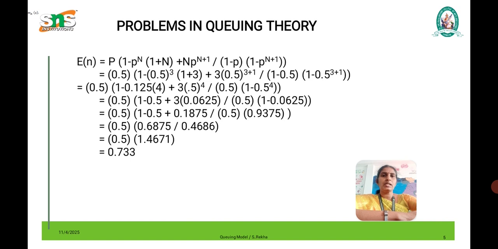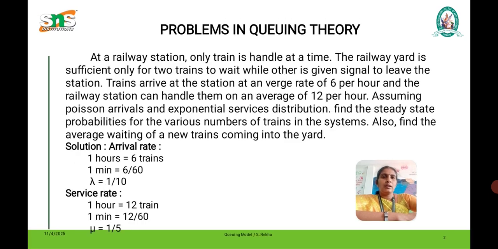The question asks you to find the average, which is the expectation, E of n. Summing all these values you will get 0.733. You calculate it using the formula: 0.5 into (1 minus 0.125 into 4, because n plus 1 is 4, plus 3 into 0.5 to the power of 4), divided by (1 minus 0.5) into (1 minus 0.5 to the power of 3 plus 1). Simplifying this you will get 0.733. This is your average waiting of a new train coming into the yard.